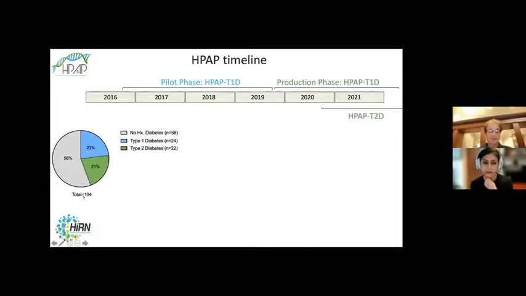As of to date, we have collected 104 well clinically phenotyped and detailed analysis organ donors, 104, out of which 58 have no history of diabetes, 24 have type 1 diabetes, and 22 have type 2 diabetes. I'll give you a bit more information on these.